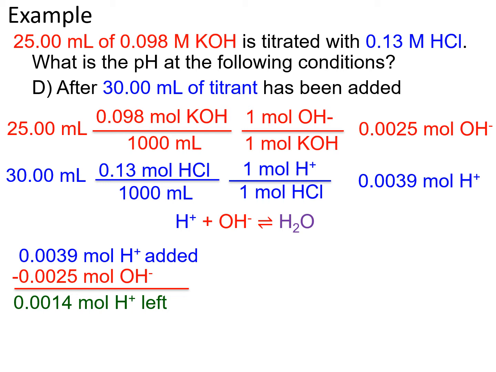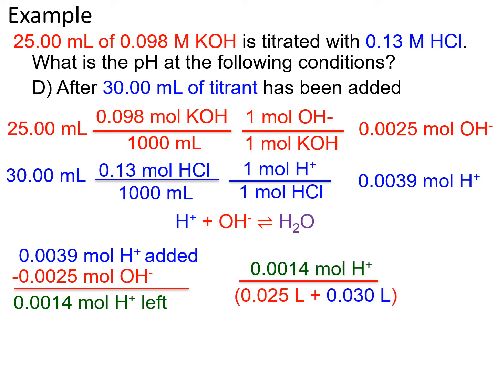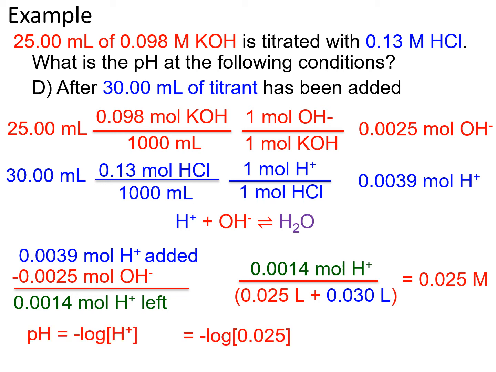Remember, before we can go to pH, we do need to recalculate the molarity of the solution. We would need to use the volume of both the acid solution and the base solution with my remaining acid to get a new molarity. Once I have my molarity of H+, I can then turn that into pH, and I can get the pH of the solution.